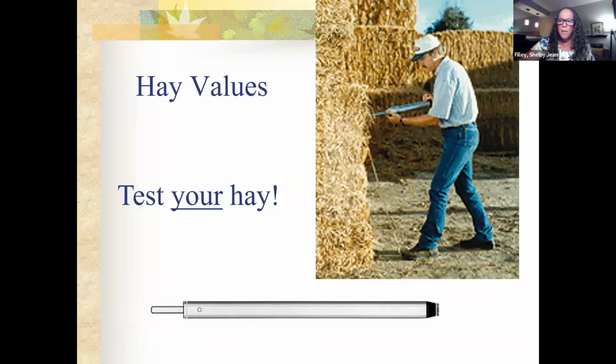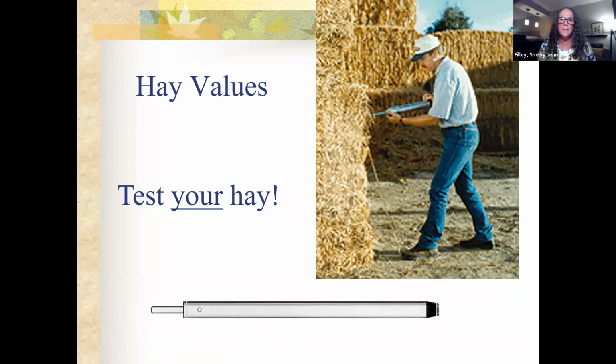This is a hay probe that is a Penn State probe. It's about an inch, I think, in diameter, and it has serrated edges at the end. And you hook this one up to a drill. It has a drill bit there on that left side. And you can drill that into the end of a bale of hay.